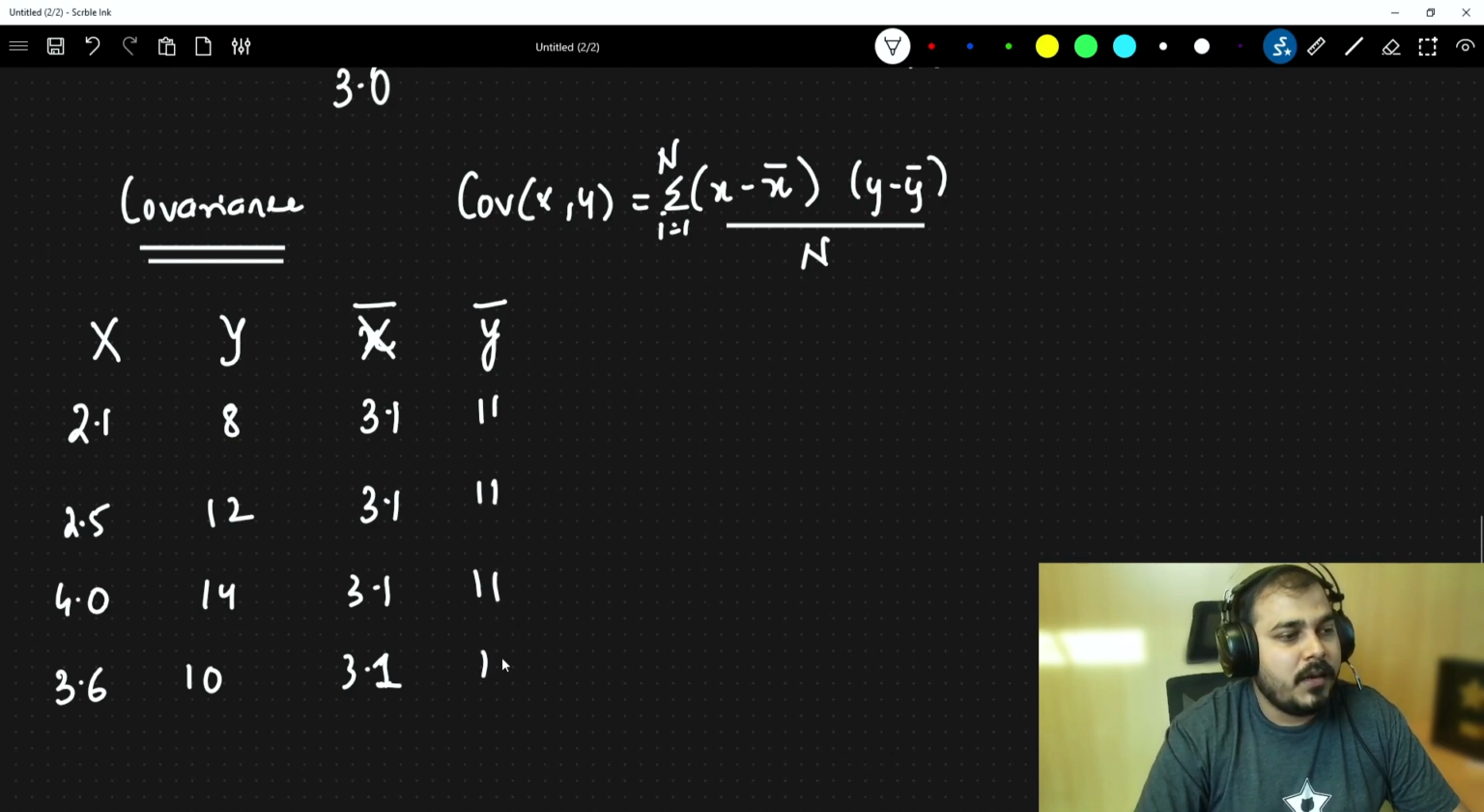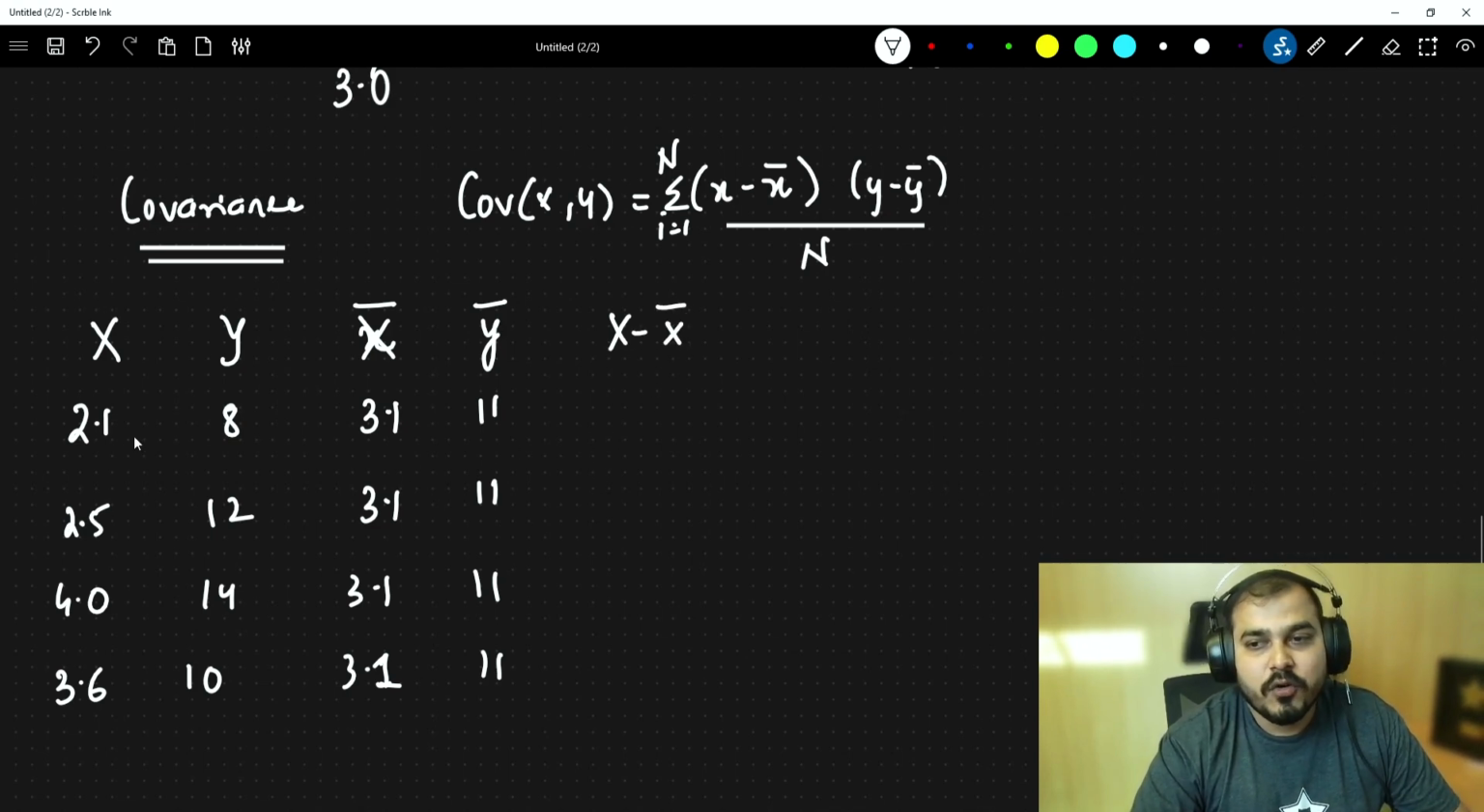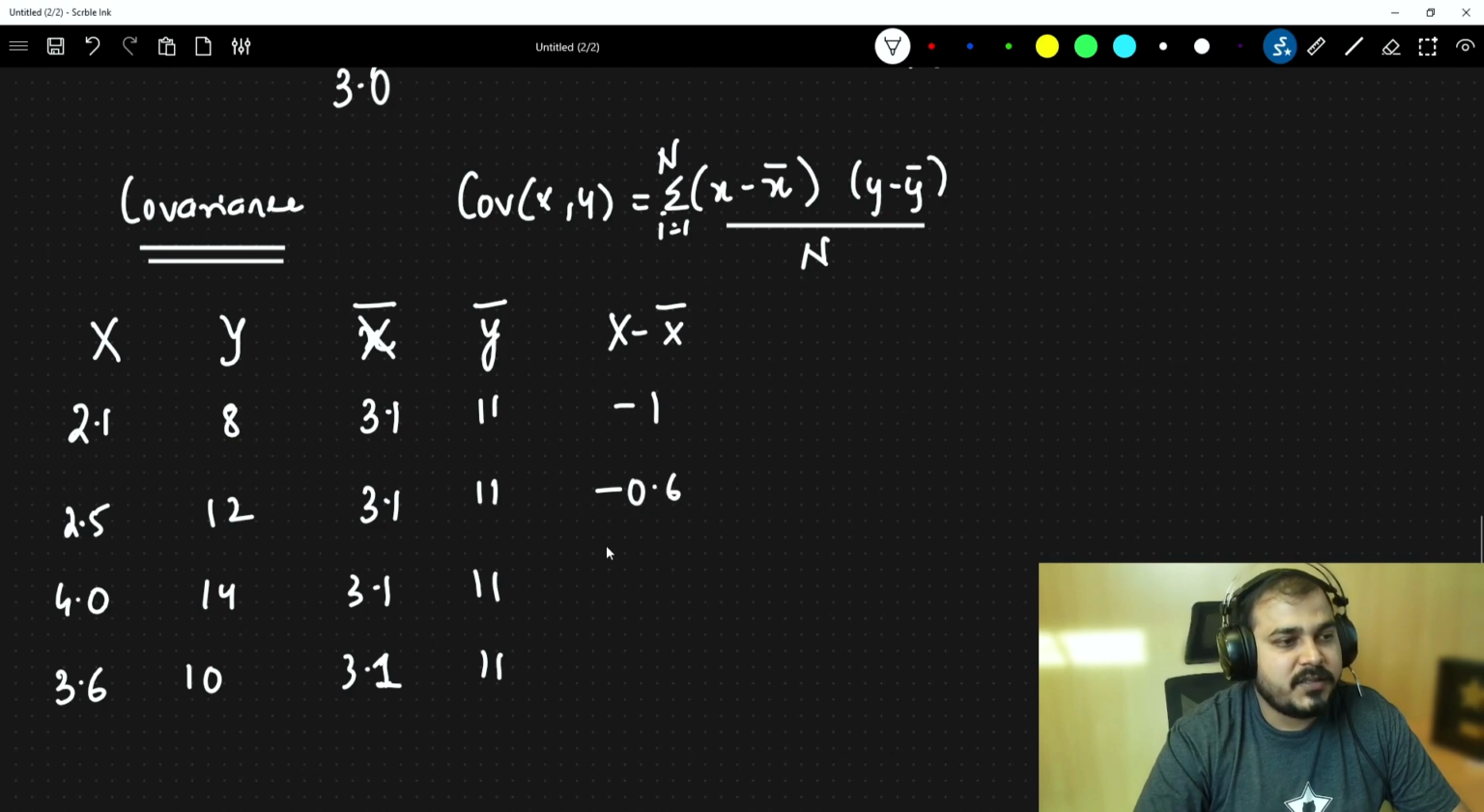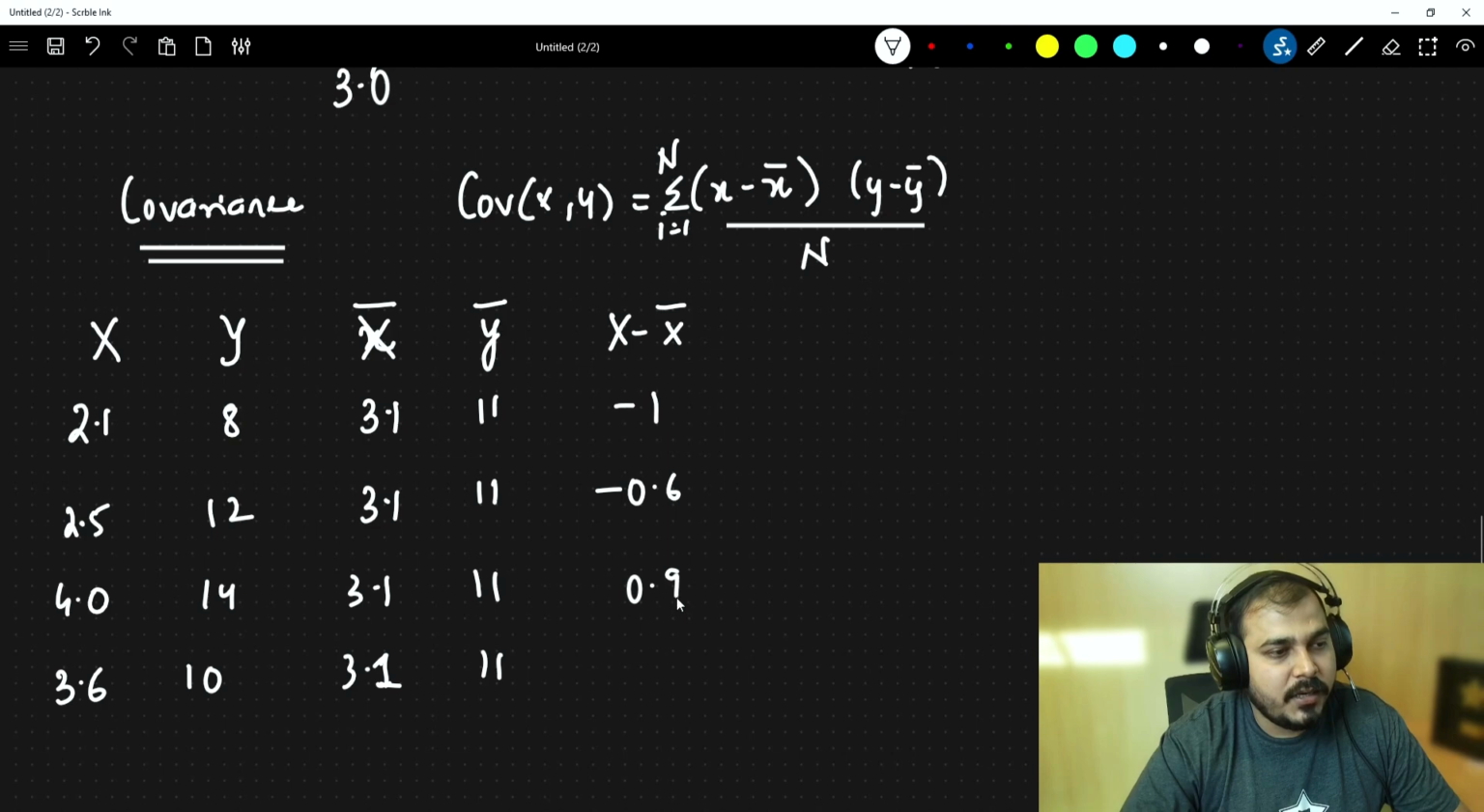Now if I go with respect to this particular formula, the first thing that I really want to find out is x minus x bar. So x minus x bar is nothing but 2.1 minus 3.1, which is minus 1, 2.5 minus 3.1, which is minus 0.6, and then I have 4.0 minus 3.1, that is 0.9, and then I have 3.6 minus 3.1, which is nothing but 0.5.